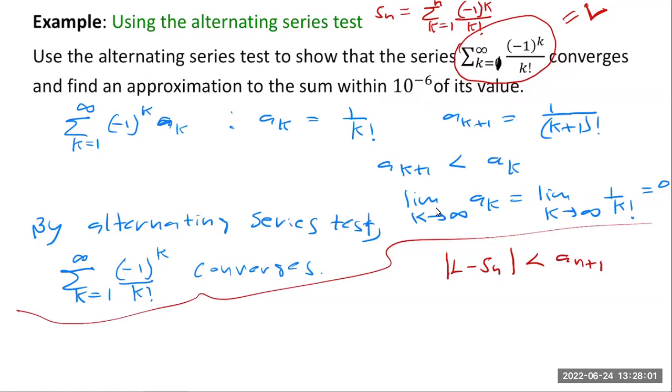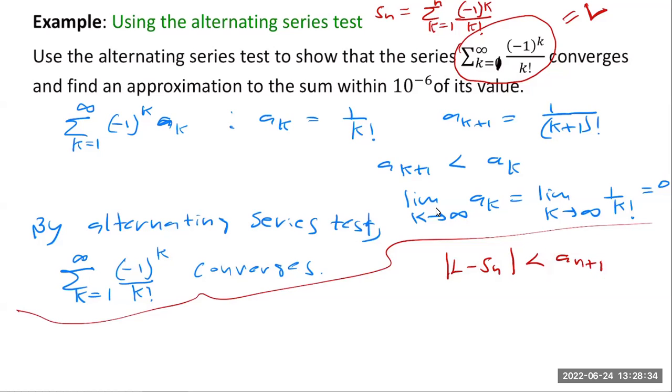To do that, I'm going to make sure that my A(n+1) is less than or equal to 10 to the power minus 6. If it is, the absolute value of this difference is less than 10 to the power minus 6. That means my sum is accurate within 10 to the power minus 6, so my original sum is within that distance of the nth partial sum. All right, so for that, I'm going to calculate some An values.